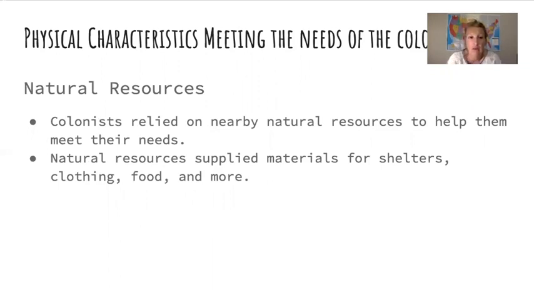Natural resources. Colonists relied on nearby natural resources to help meet their needs. Natural resources supplied materials for shelters, clothing, food, and more. So think about, you and your teacher talked at the beginning of this year about what natural resources are. So think about the different natural resources that the colonists might find in the different areas that they lived.